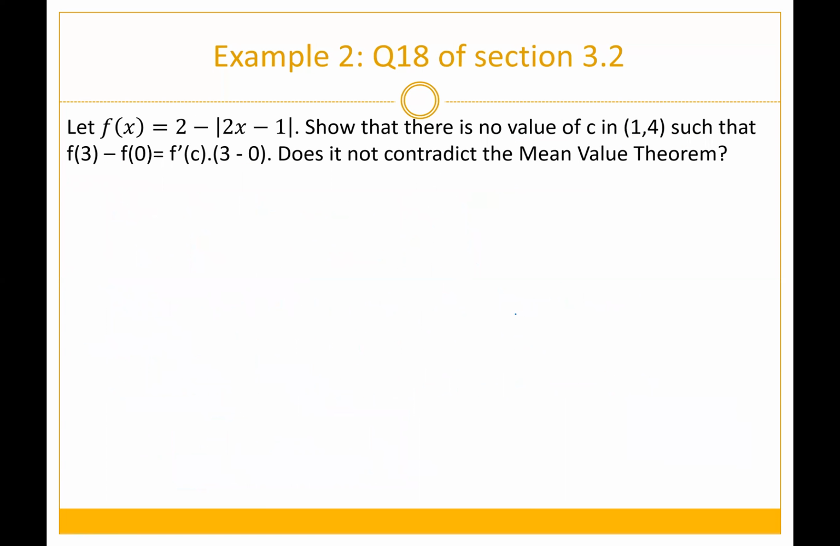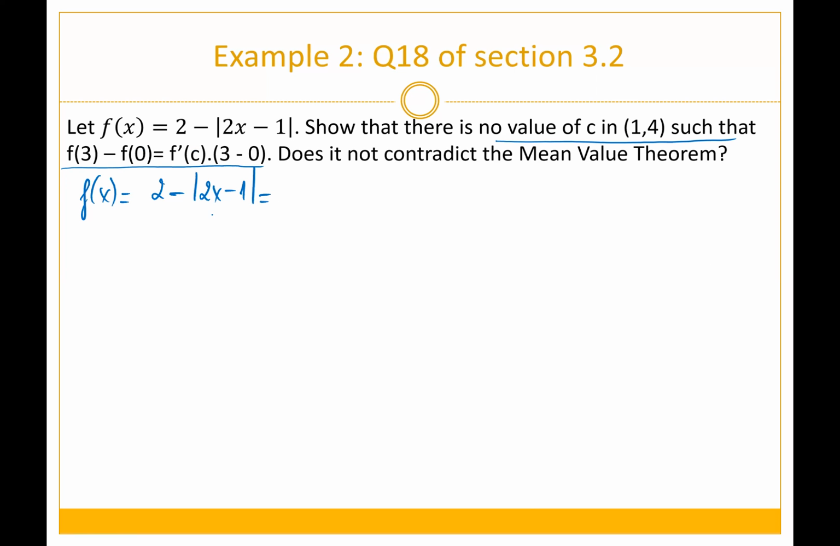On a similar note, we're going to do example 2, and this is kind of the same thing, but let's look at it. You have f(x) equal to 2 minus the absolute value of 2x minus 1. It's asking, show that there's no value of c satisfying the conclusion of the mean value theorem. Does it not contradict the mean value theorem? Well, let's look at what function this is.